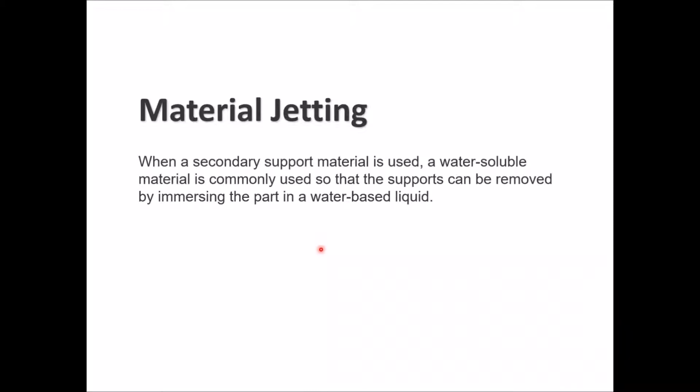If a secondary support material is used, then sometimes you use a water-soluble material, so that the support can be removed through immersing the part in water or in water-based or alcohol-based liquids. So not always do these supporting materials need to be removed by hand in the old way, but some of these supporting materials are designed to be removed just by dipping the final part into a certain liquid, then it will melt away and you still have the other material in place in the shape you want it.